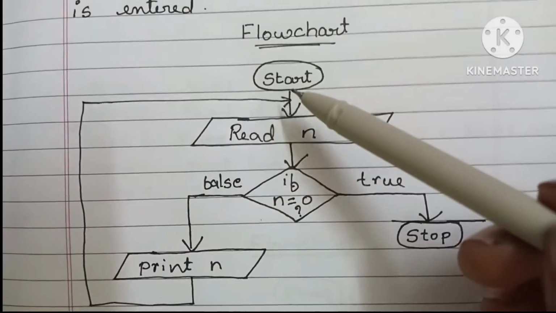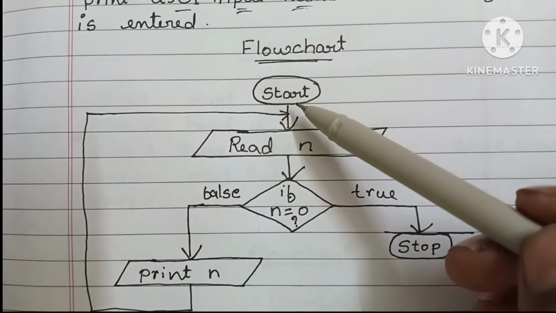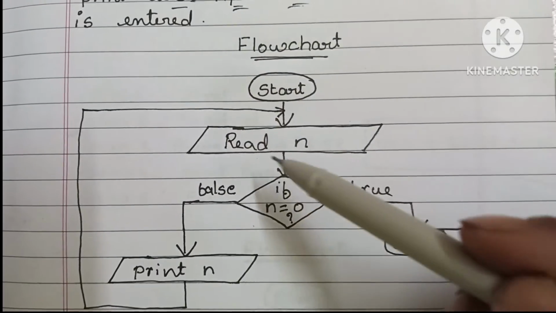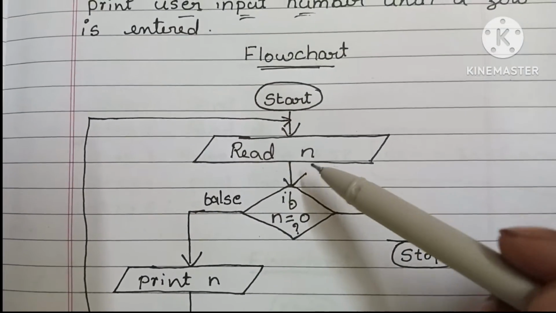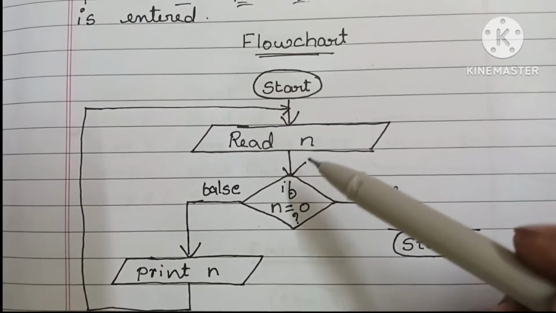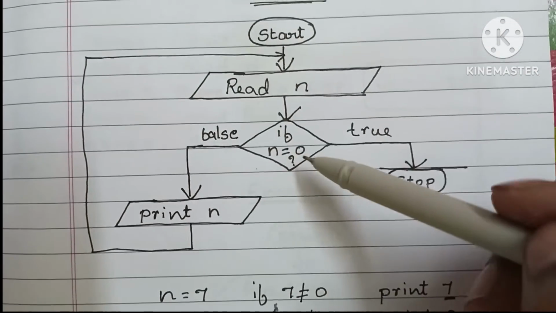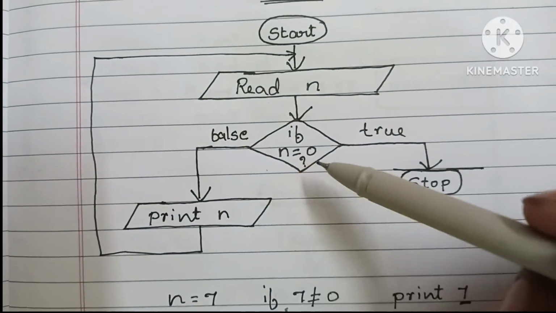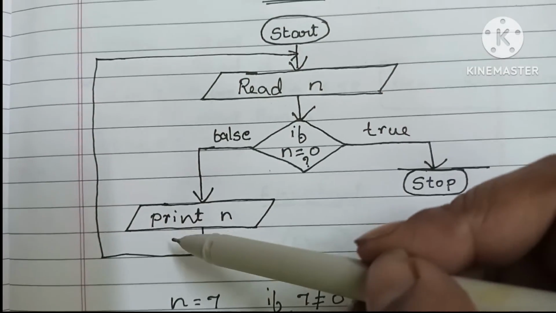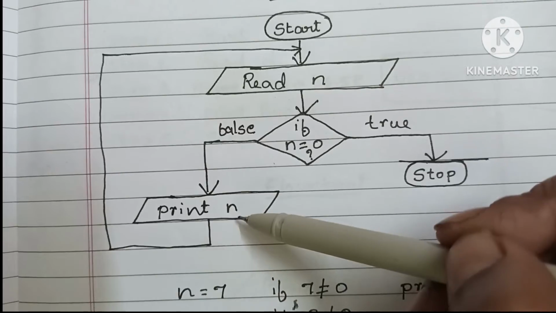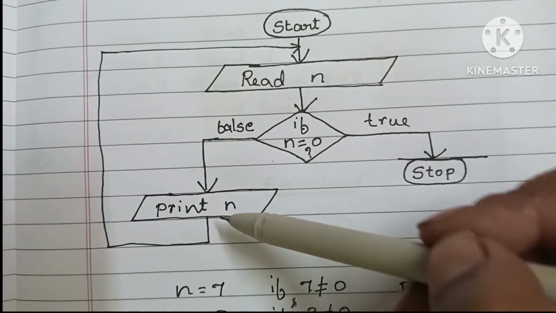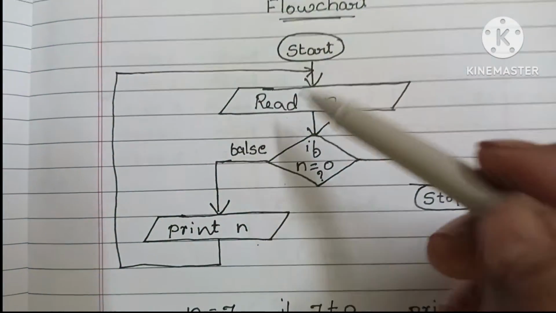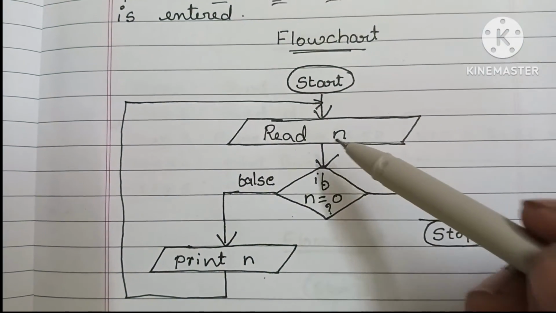It starts with the start statement. The start statement is written within an oval shape. Next we have to read the input number, that is read n. Here n is the user input number. Next we have to check if n is equal to 0. If this condition is false, if n is not equal to 0, next we have to print n, the user input number. Then it goes back to continue this process, read n.